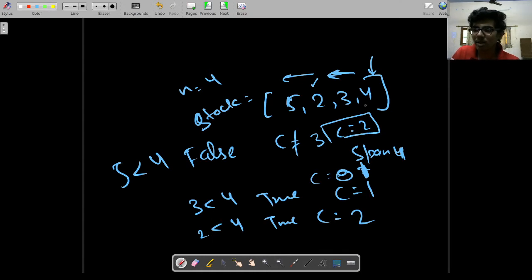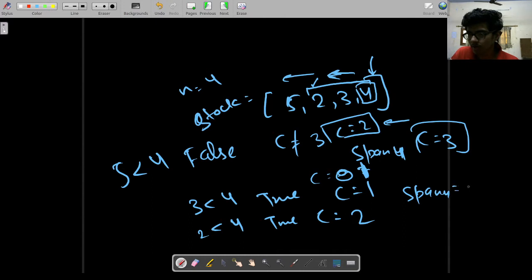Also, we have to include the ith position itself. So the count will not be 2; instead, it will be 3. These 3 elements will be counted for the span of 4. The span of 4 will contain 2, 3 and 4, therefore the count is 3, and we will print that.